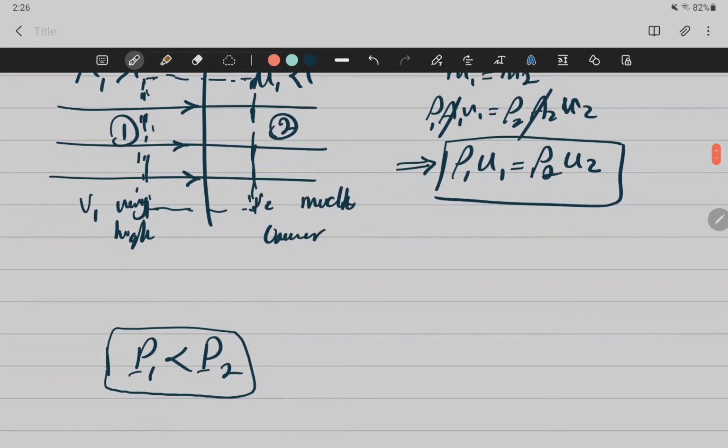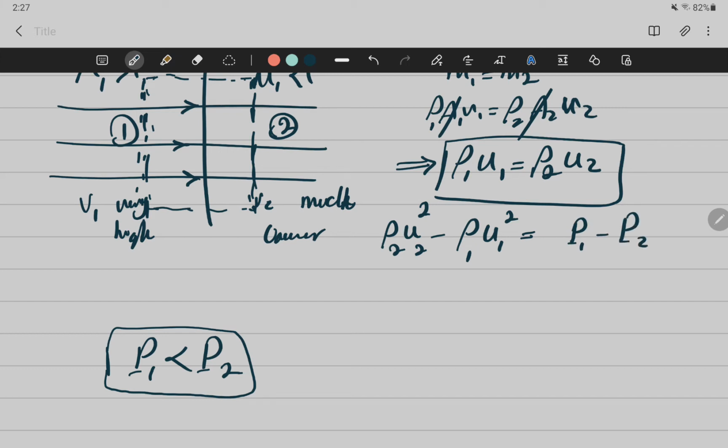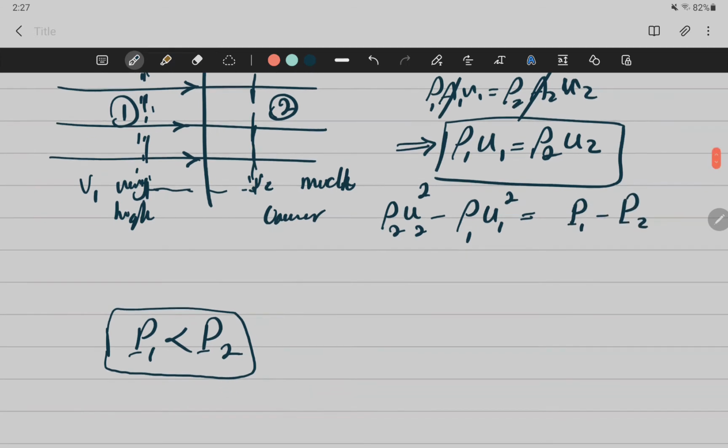Conservation of momentum, or the momentum equation. The momentum equation is going to have two sides. I'm not going to go into the details of it, but the momentum at surface 2 minus the momentum at surface 1, the inlet of the control volume, is going to be equal to the changes in pressure force, which is the only force that is present here.